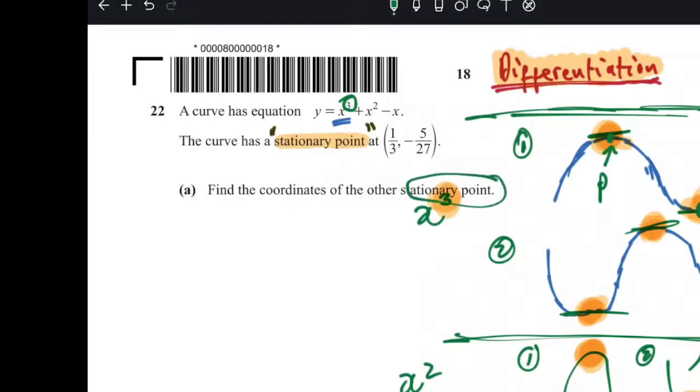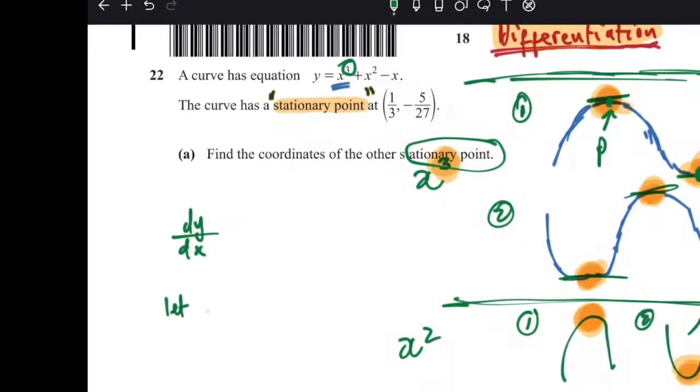Or they may not give us any graph, like this question, and they'll just say the words. Once you give us the word stationary point, we know what to do. We know what you're looking for: the highest point and the lowest point on the curve, on the graph. And it's a differentiation thing. How do you do it? 2 steps. 1, you first find dy dx. Then 2, you let dy dx equal to 0.